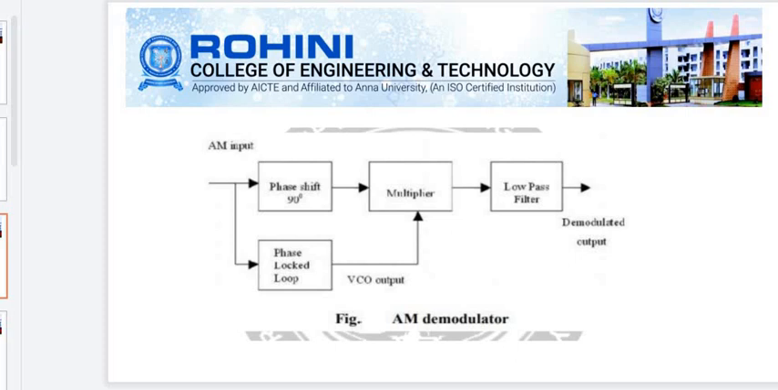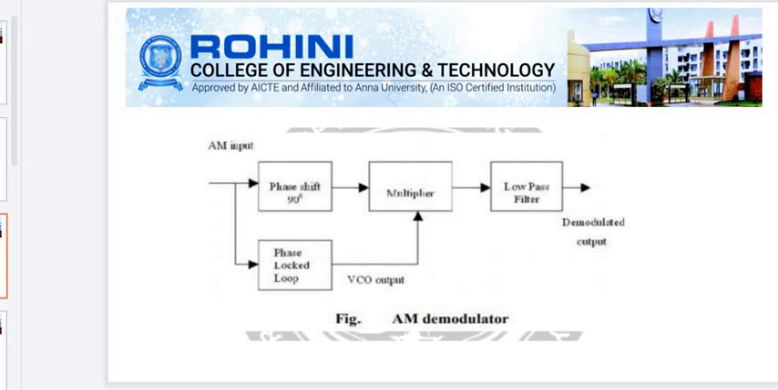The PLL can be used as an AM detector or AM demodulator. The PLL is locked to the carrier frequency of the incoming AM signal. Once locked, the output frequency of the VCO is the same as the carrier frequency, but it is in unmodulated form. So the VCO output is always 90° out of phase with the incoming AM signal under locked condition. So the AM input signal is shifted by 90° before being fed to the multiplier.